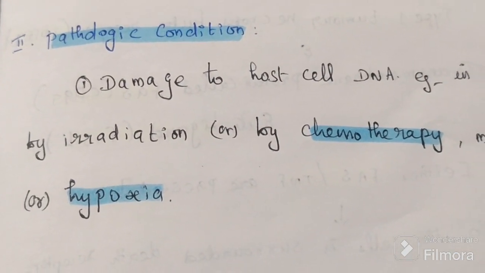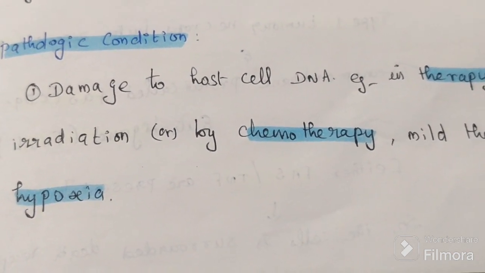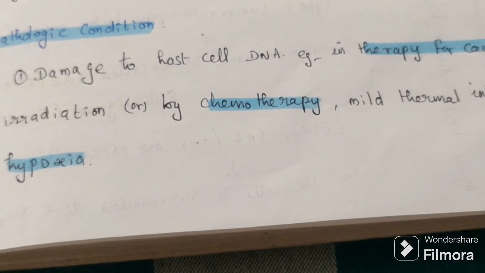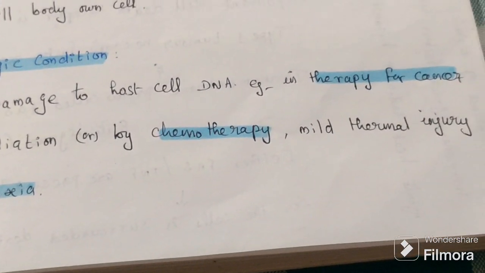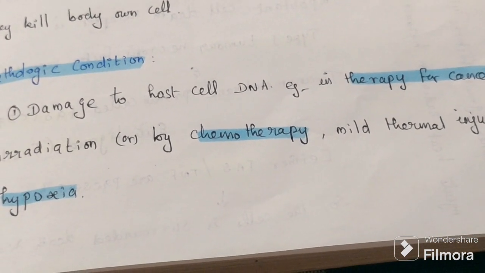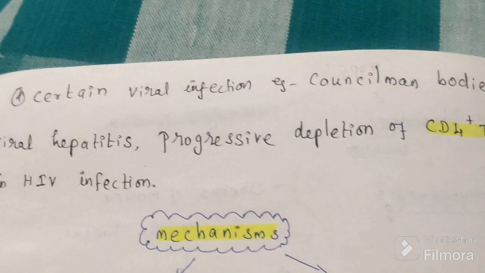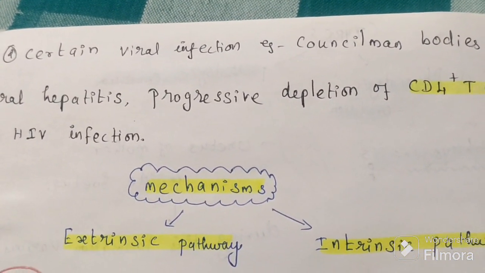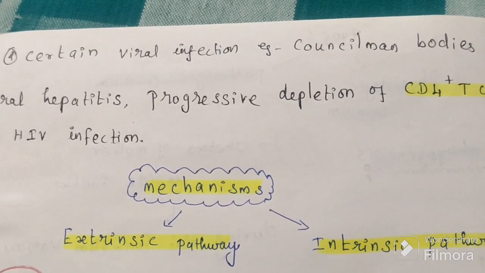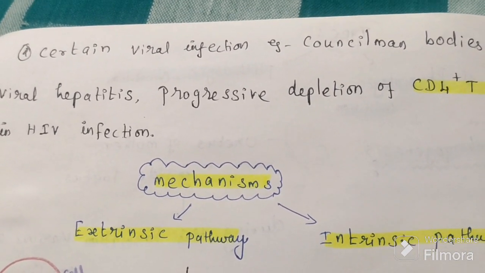Second, pathological conditions: cell death in tumors exposed to chemotherapeutic agents. Then progressive depletion of CD4 T cells in the pathogenesis of AIDS. Next, cell death in viral infection, for example, formation of Councilman bodies in viral hepatitis.